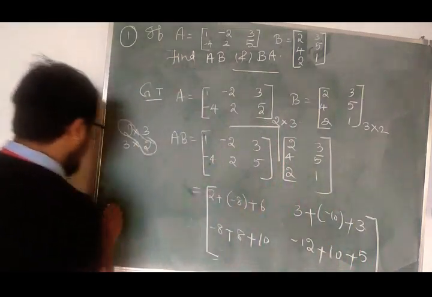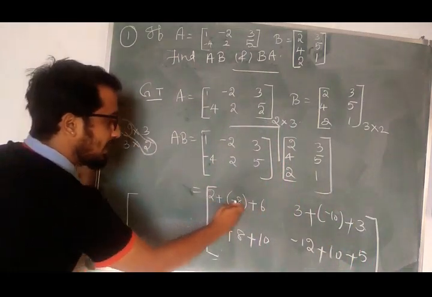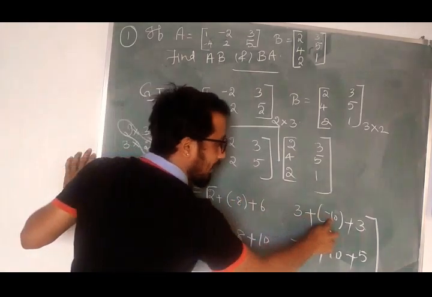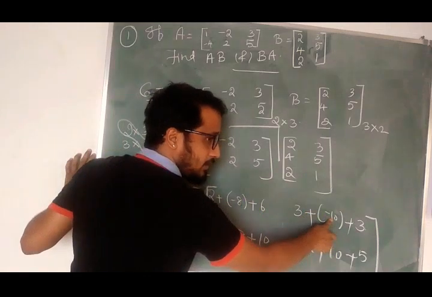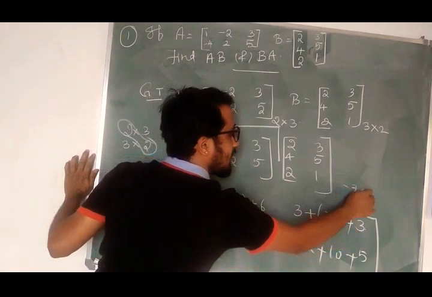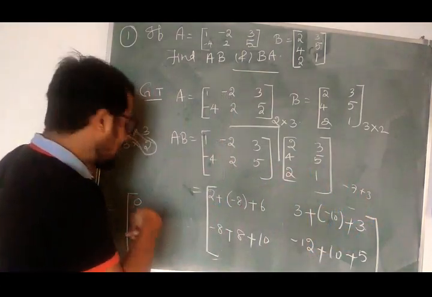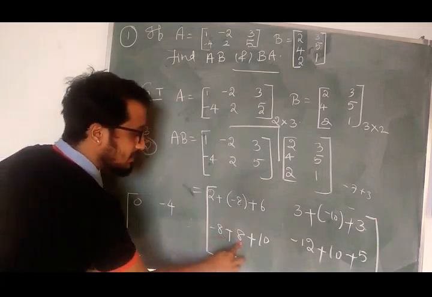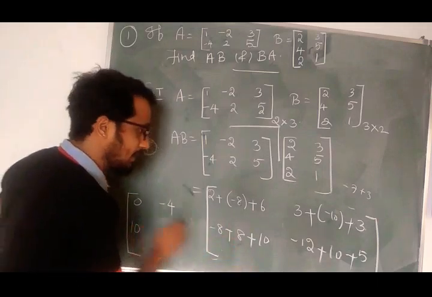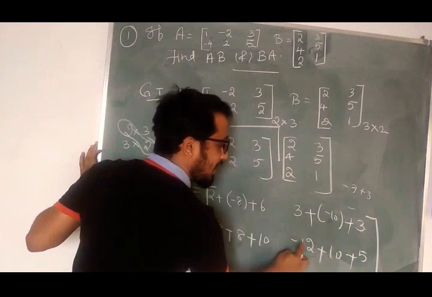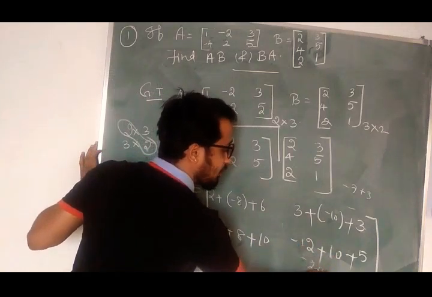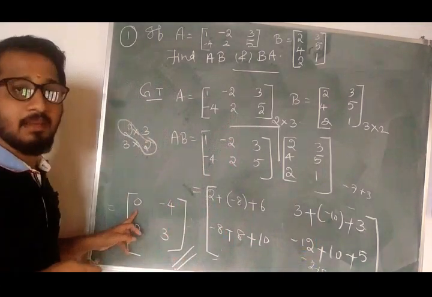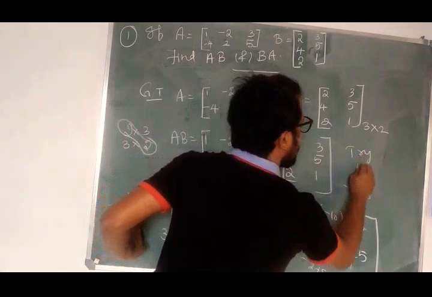That is, the resultant matrix is 2 - 8 - 6 + 6 = 0; 3 - 10 + 3 = -4, that means 3 - 7 - 3... -4. Now -8 + 8 = 0; 0 + 10 = 10; -12 + 10 + 5, that means 10 - 12 is -2, plus 5, that is 3. This is the product of matrix AB. Try BA.